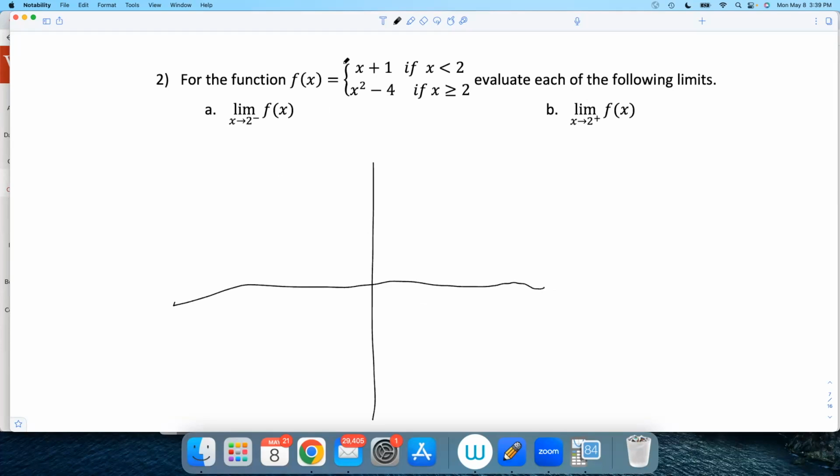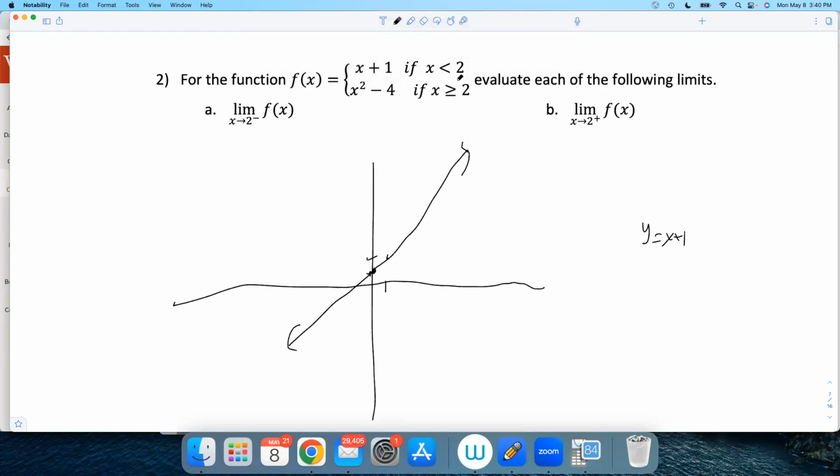Come on. Let's graph the top one. Y equals x plus 1. It's a line. The y-intercept is the point (0, 1). My slope is 1, so if I go over 1, up 1, there's another point. Here's the graph of that line. Oh, but I don't want the whole line. I only want x less than 2.